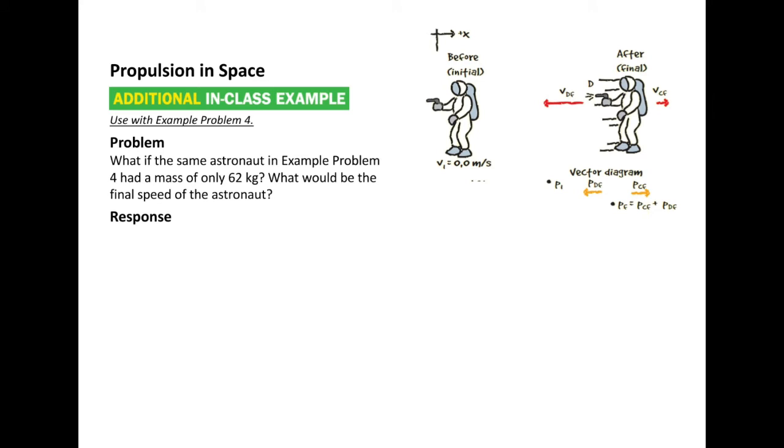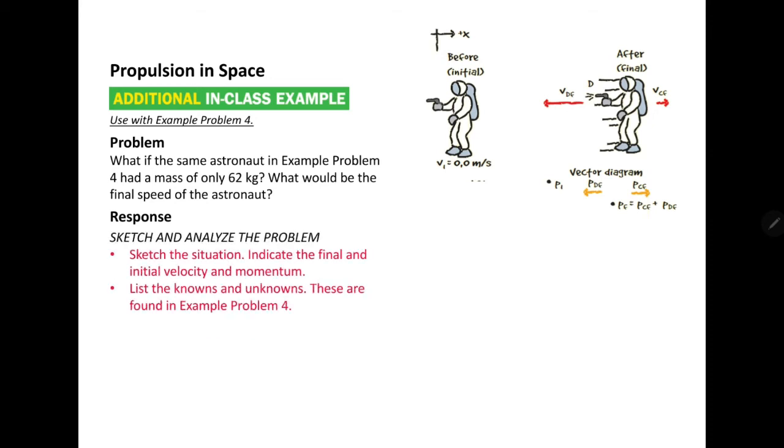Now here we have another question: what if the same astronaut in example problem 4 had a mass of only 62 kilogram? What would be the final speed of the astronaut? So here we have just a new mass for the astronaut with the same numbers.